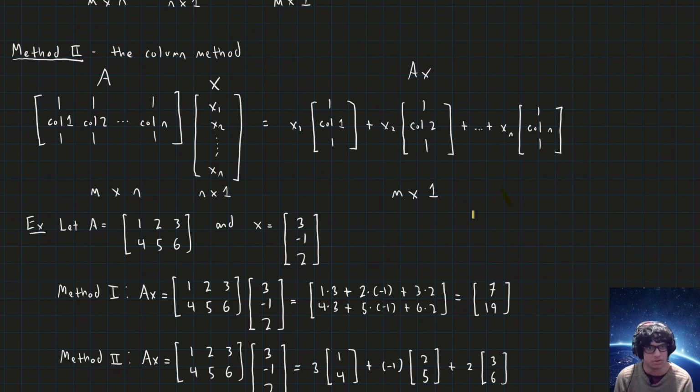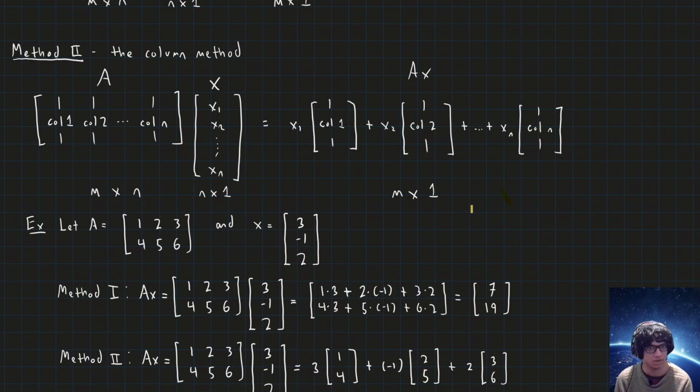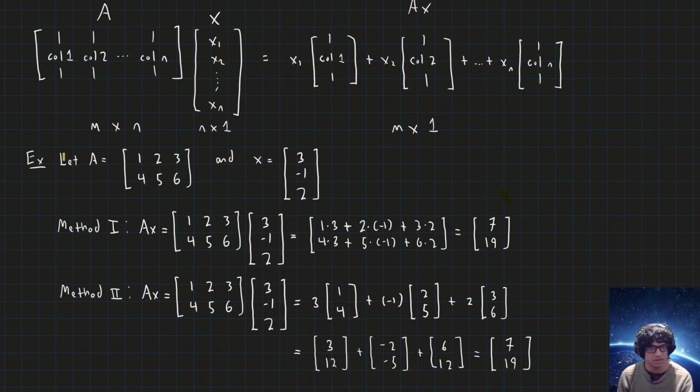Okay, so let's see these two methods at work. Let A be this matrix and x be this matrix. By the first method, the dot product method, we take row 1 and take the dot product with x, and that is the first entry here. And then the second entry, we take row 2 dot product with x, and that's the second entry here. We compute this, and we get that this is the product Ax.